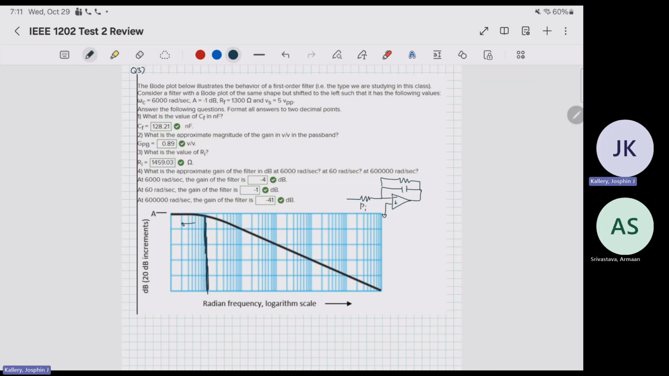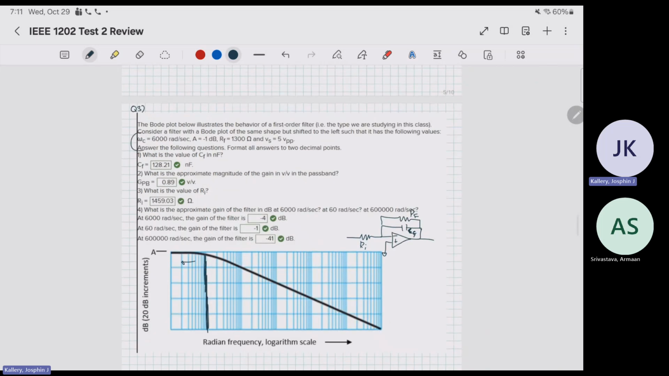So this will be RI, RF, CF. Okay. All right, so we're given an angular frequency of 6,000 radians per second, a gain in decibels of -1, our reference resistance as 1,300, and our input voltage is 5 volts peak to peak. Okay, so we're asking what is the value of CF?